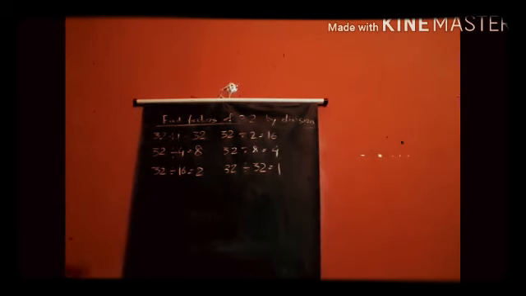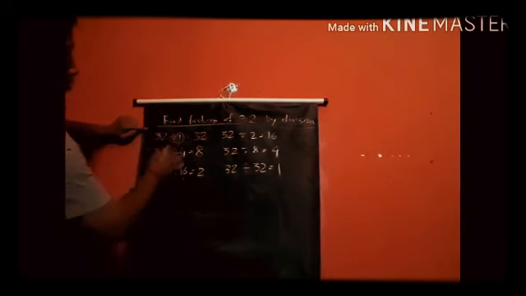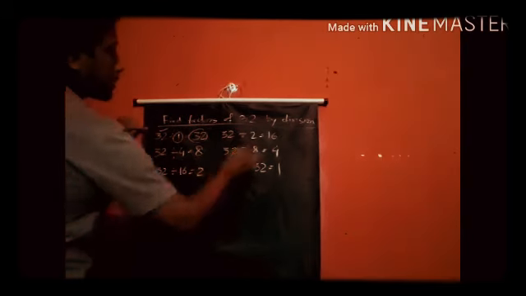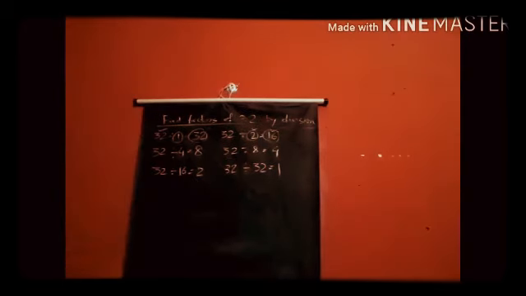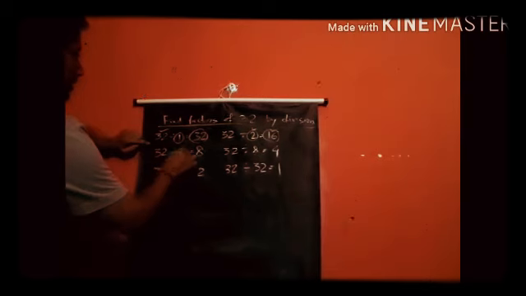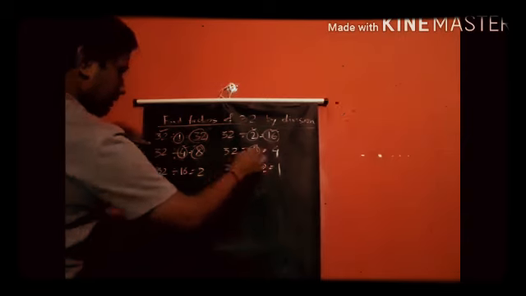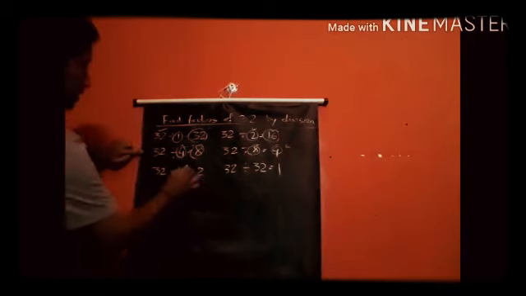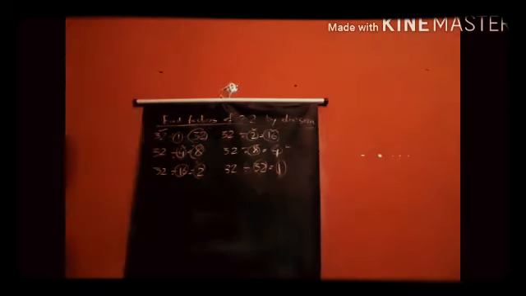So, what are the factors? I told you, we can take the divisor as well as the quotient as factors. Here the divisor is this one, the quotient is this one. Both are factors of 32. Here the divisor is 2, the quotient is 16. Both are factors of 32. Here the divisor is 4, the quotient is 8. Both are factors. Here the divisor is 8, the quotient is 4. Both are factors. Here the divisor is 16, the quotient is 2. Both are factors. So at last, these are the factors.